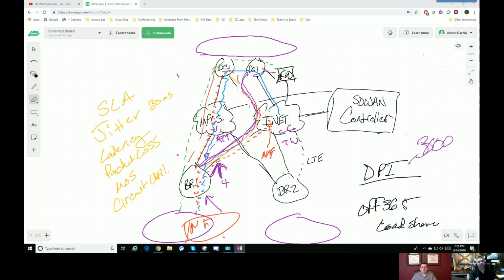What say you on that? How does SD-WAN lend itself to those things that we thought we were doing good in the past, but really couldn't execute? We really couldn't execute that.